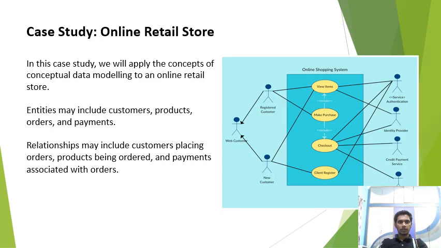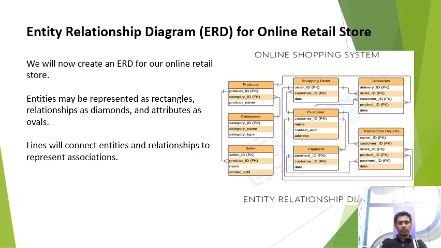Case study of an online retail store. In this case study, we'll apply the concepts of conceptual data modeling to an online retail store. Entities may include customers, products, orders, and payments. Relationships may include customers placing orders, products being ordered, and payments associated with the orders. Entity relationship diagram for online retail store. We will now create an ERD for our online retail store. Entities may be represented as rectangles, relationships as diamonds, and attributes as ovals. Lines will connect entities and relationships to represent associations.